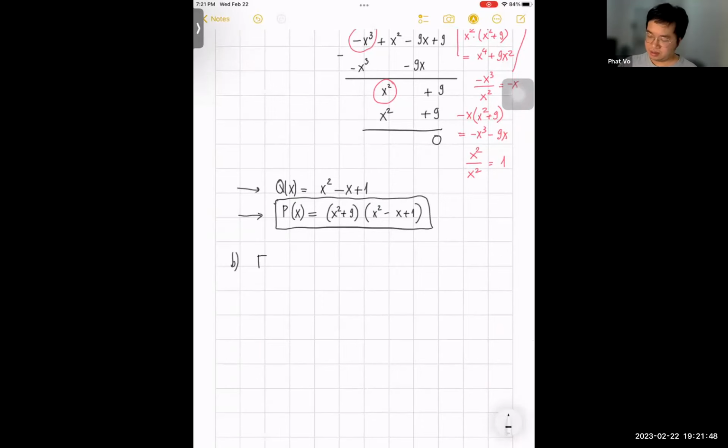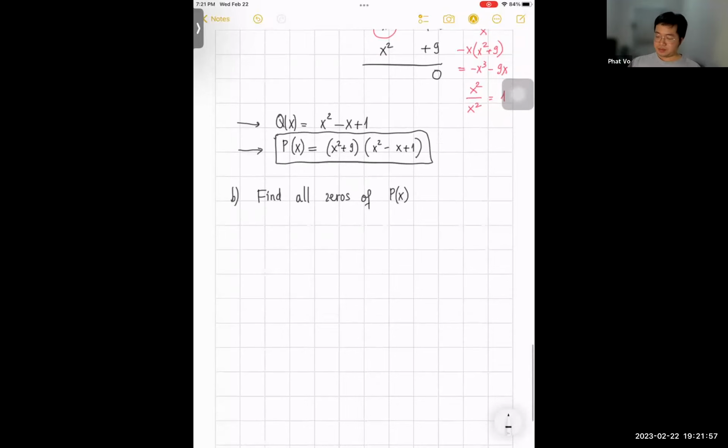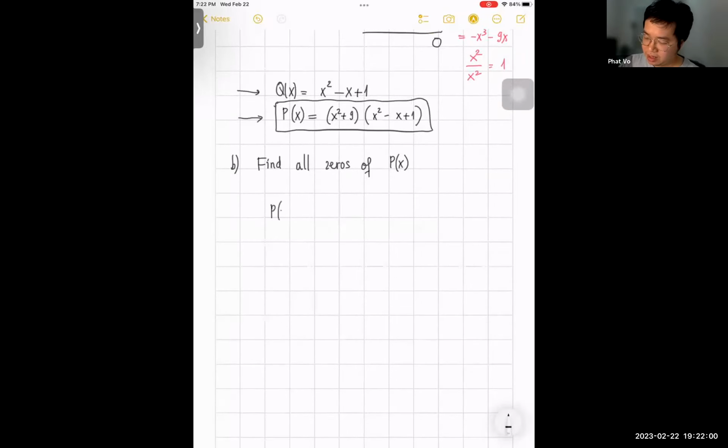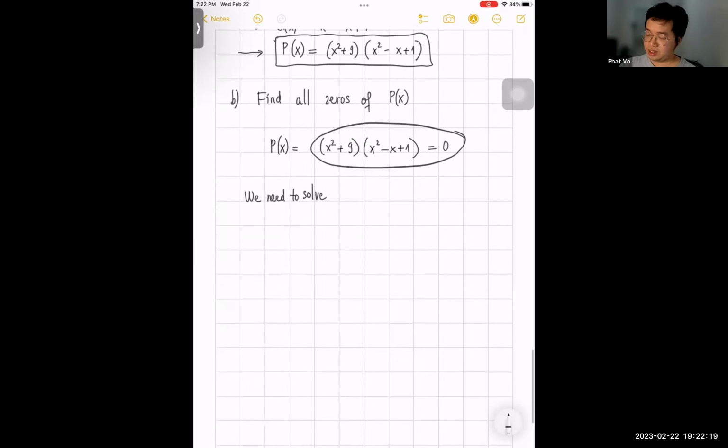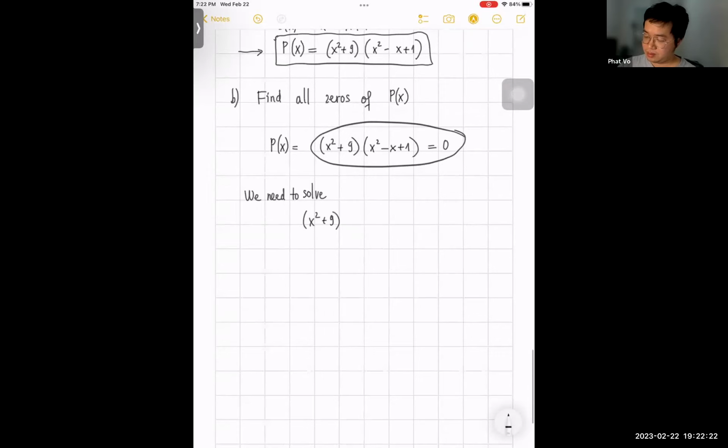So now we go to B. Find all zeros of P(x). Now we have the P(x) from question A like this. If you want to find zeros, you need to set P(x) equal to 0 and solve this equation. Solve for x.